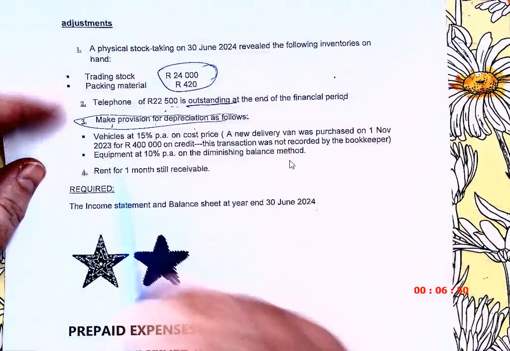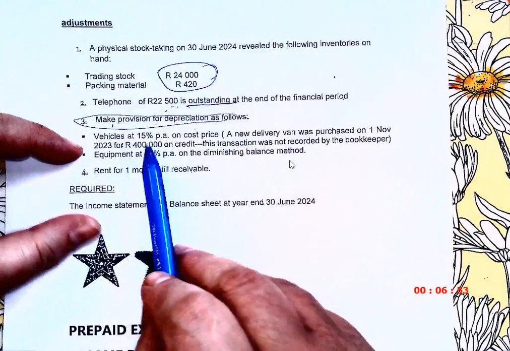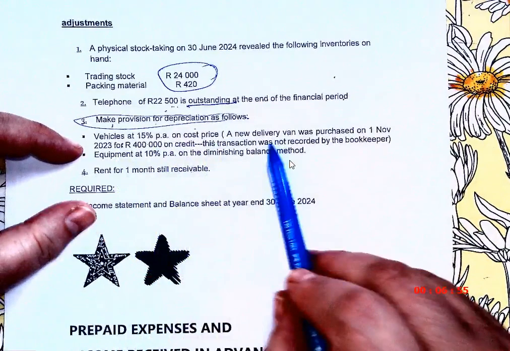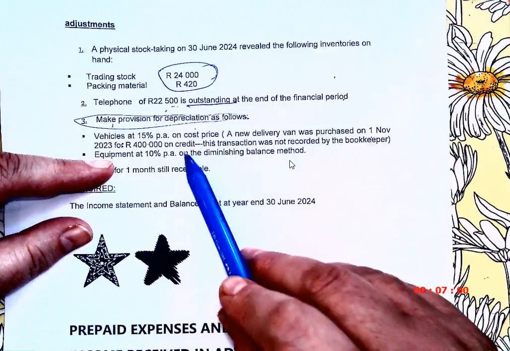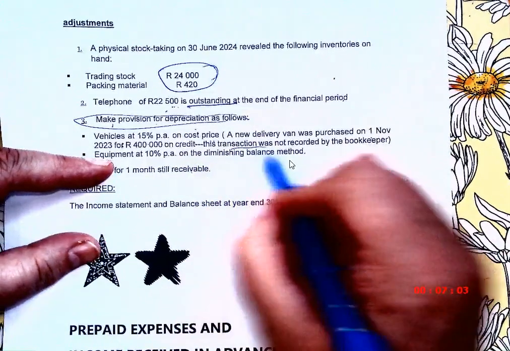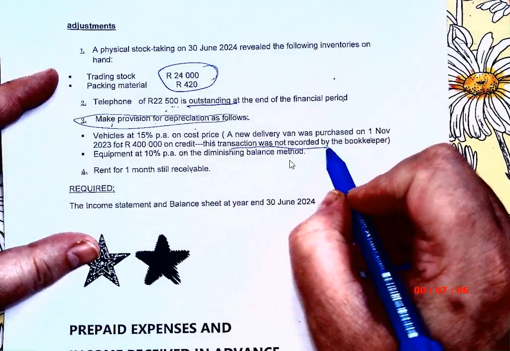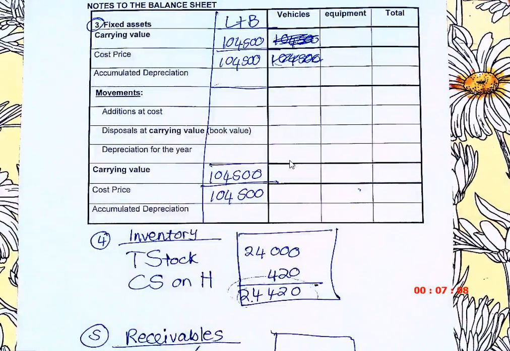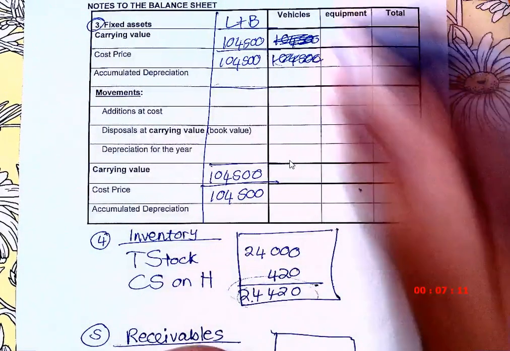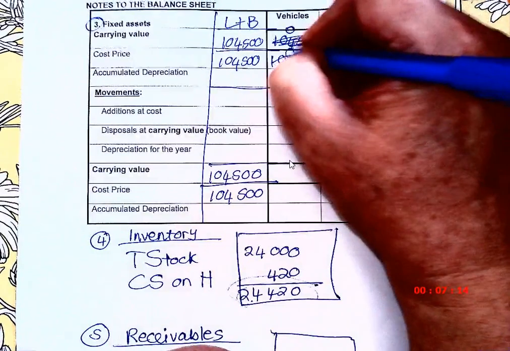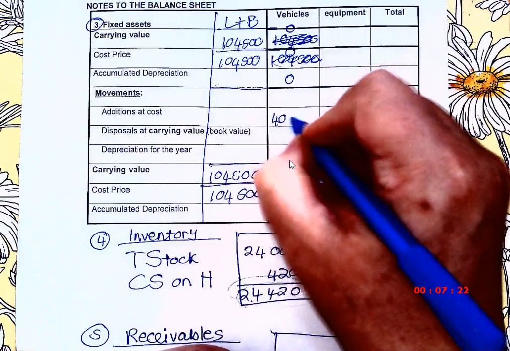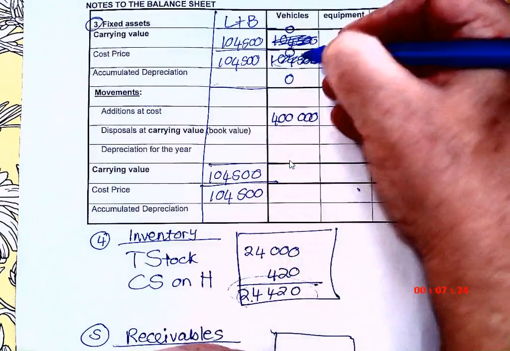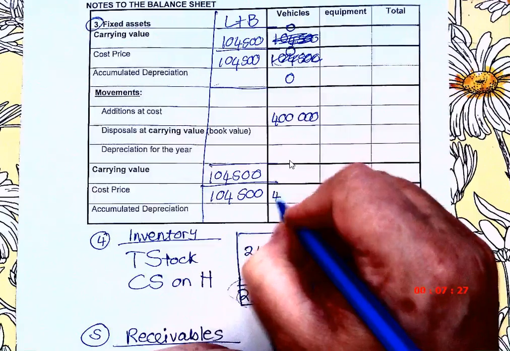Now they talk vehicles. Vehicles is 15% on cost. A new delivery vehicle was purchased on 1st November on credit. This transaction was not recorded. Okay? So, did I have vehicles at the start of the year? No. So luckily for me, this is all 0. But now I have an addition of 400,000, meaning 0 plus 400 gives me 400.